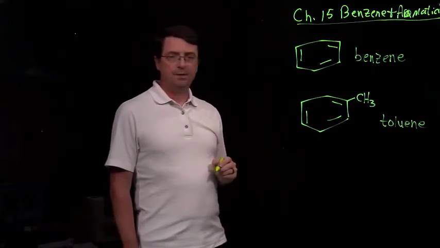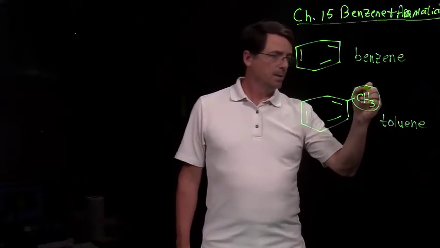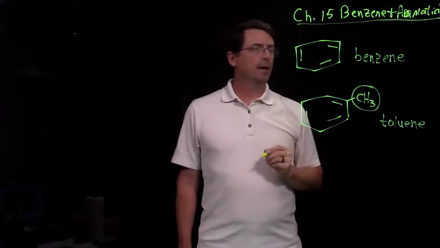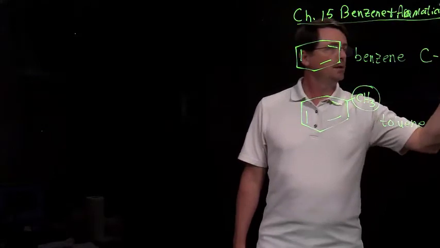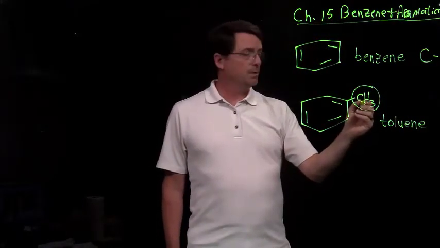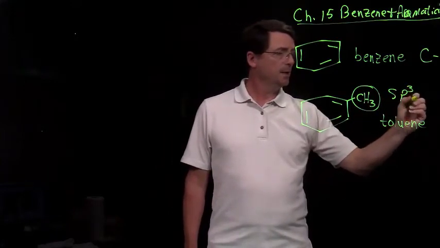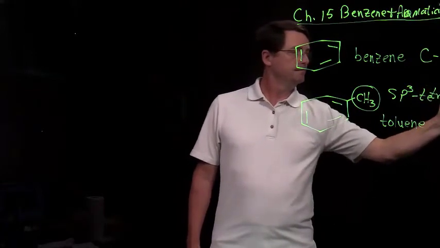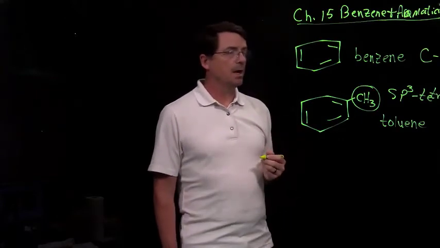Now, what's the difference? The difference is simply this methyl group. And of course, you know that in benzene, the carbon atoms that I have depicted are all sp2. But for toluene, we have this methyl group, and of course it is sp3, and therefore tetrahedral. Being tetrahedral, it is not flat.